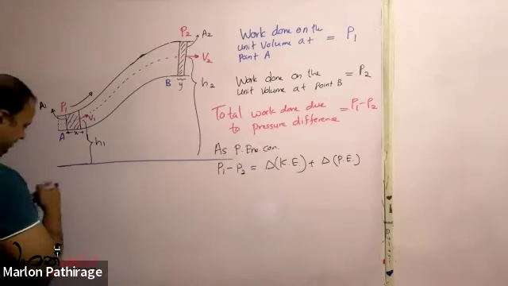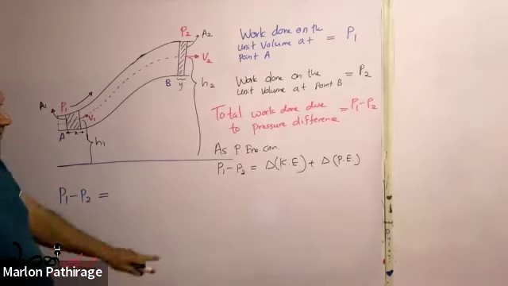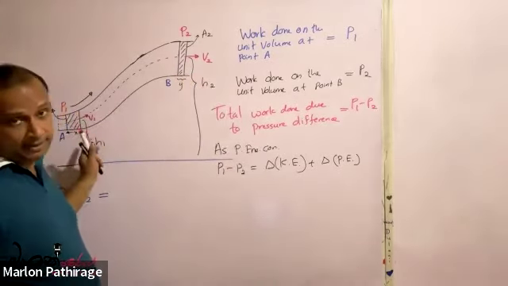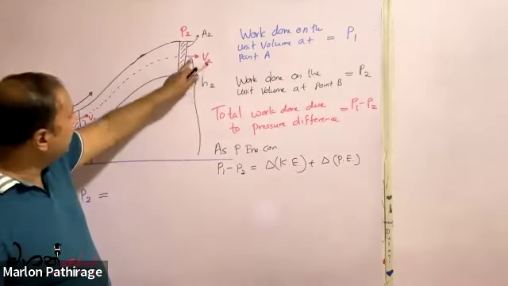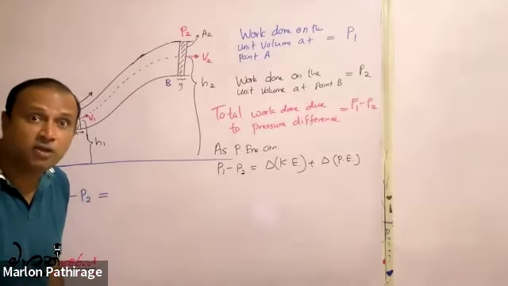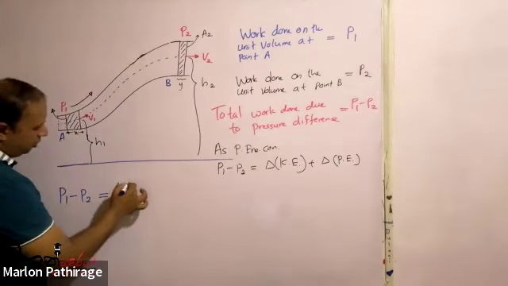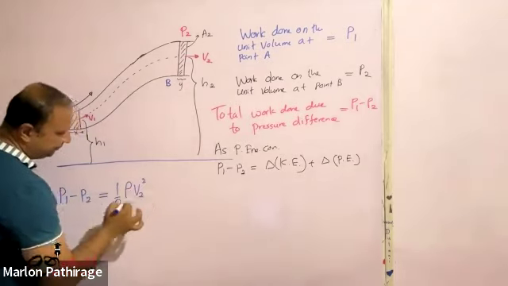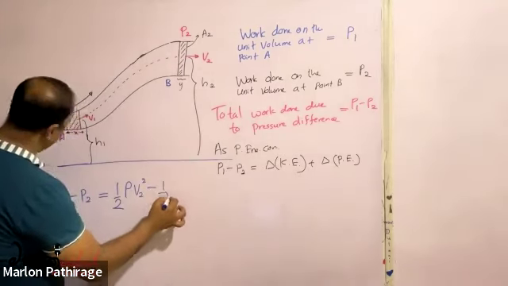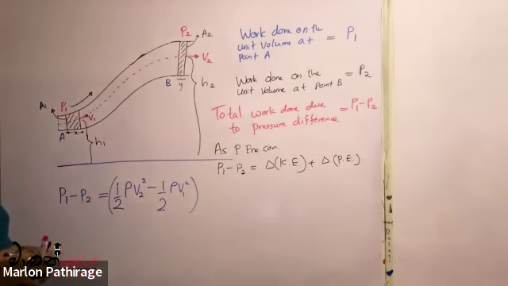Then I can write P1 minus P2. Changing kinetic energy means final kinetic energy minus initial kinetic energy. Final kinetic energy means kinetic energy per unit volume, because we are considering a unit volume. Therefore, final kinetic energy is half rho V2 square minus initial kinetic energy, half rho V1 square. This is the change in kinetic energy.